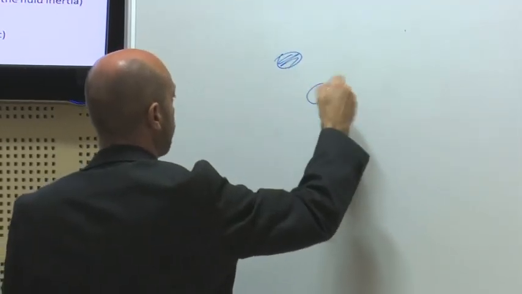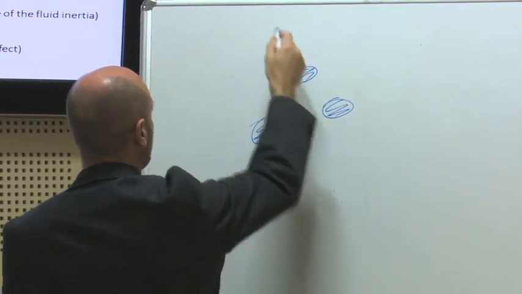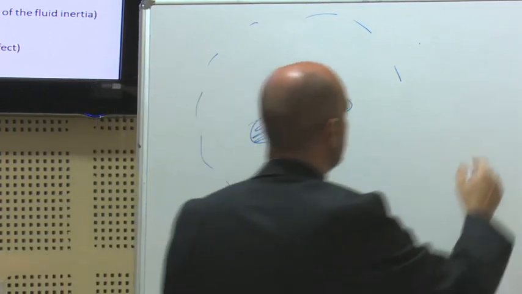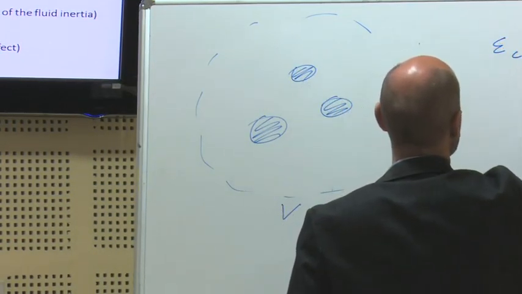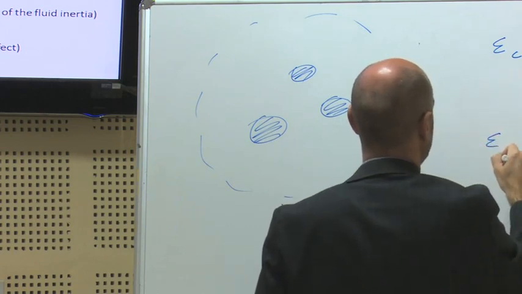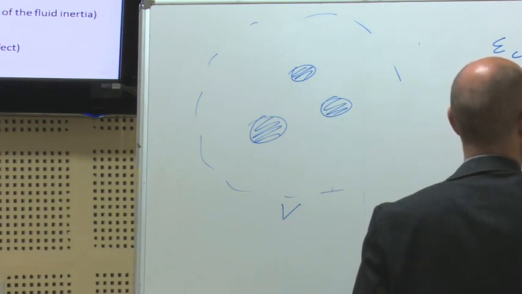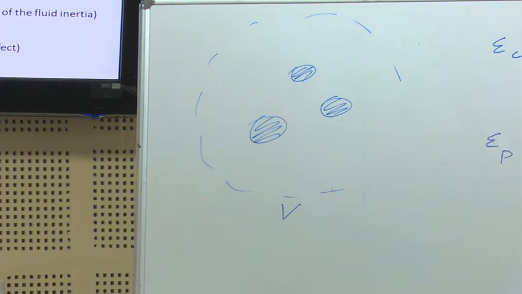So you have a two-phase system with particles, okay? And this is the volume V. So you have, let's say, n particles. So epsilon C is an epsilon P. Epsilon P is the number of particles multiplied by the volume of the particles. So we assume that they are constant over V. And epsilon C is, of course, 1 minus epsilon P, because epsilon C plus epsilon P is 1, of course.